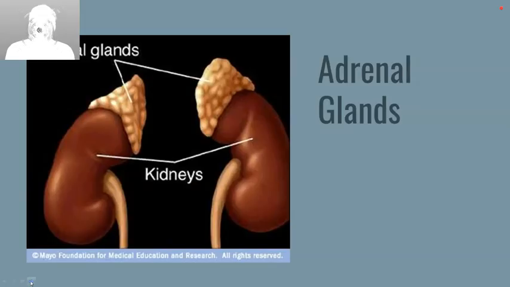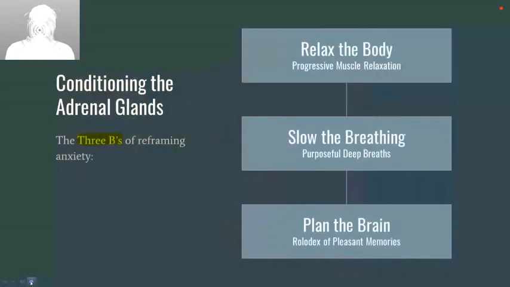The way to reduce the adrenaline, and this goes back to Pavlov, which we had to skip over, is the way to make the adrenal glands stop producing is the 3 B's. And that is, if you check your body, you relax your body, and you do a progressive muscle relaxation, which means from head to toe or from toe to head.